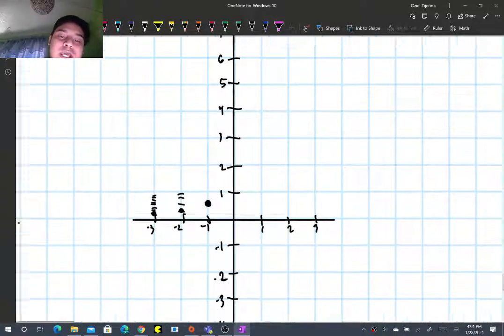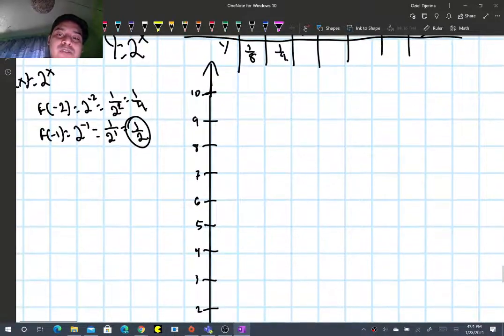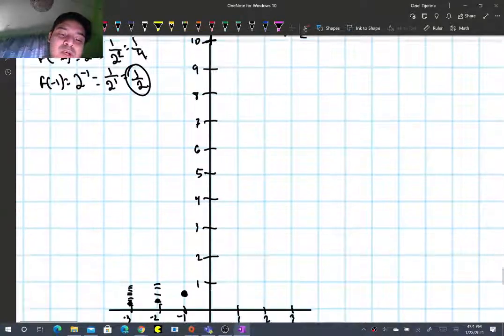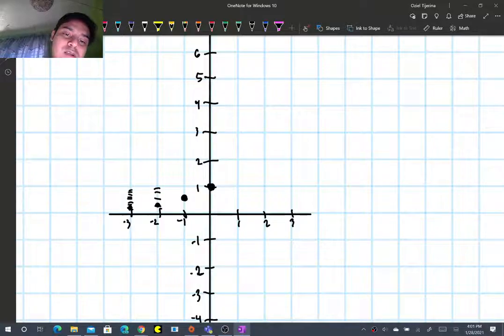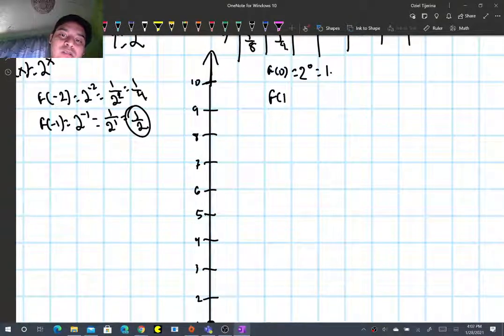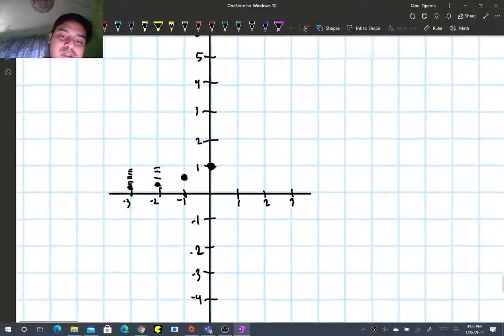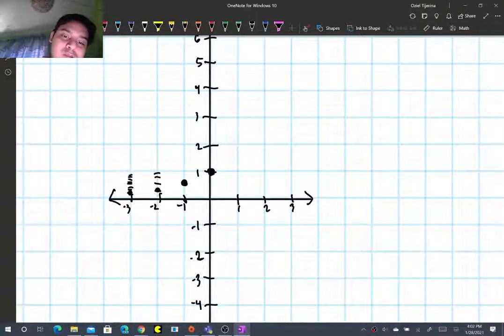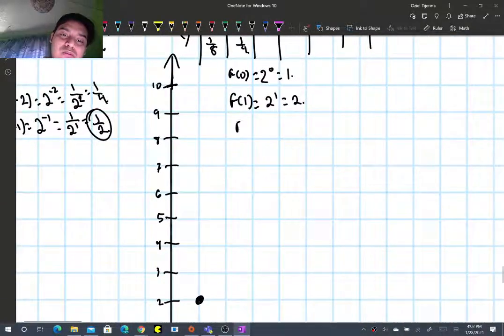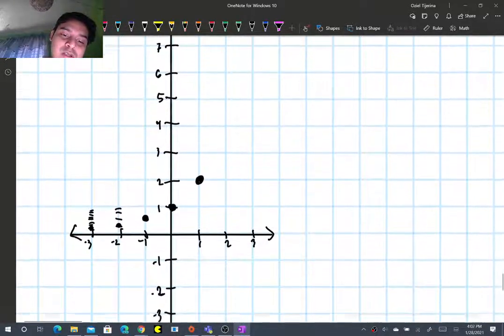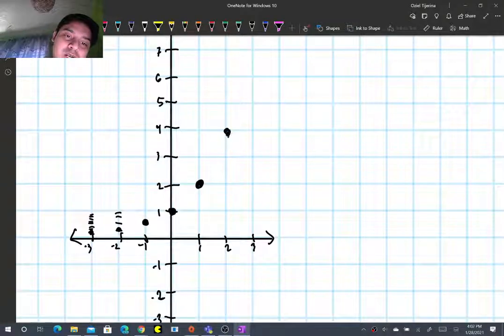Okay, and 2 to the 0, of course, that's 1. So f of 0 is 2 to the 0, which is 1. So we have it right here. And then we have f of 1, that's 2 to the first power, which is 2. So when x equals 1, y equals 2. And then f of 2, that's 2 squared, which is 4. So it's going to be 4 up here.